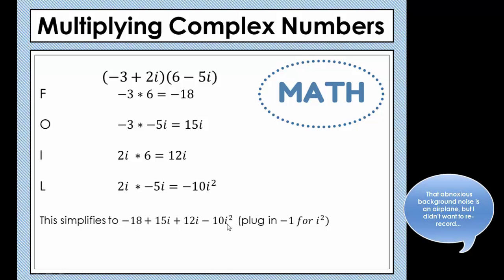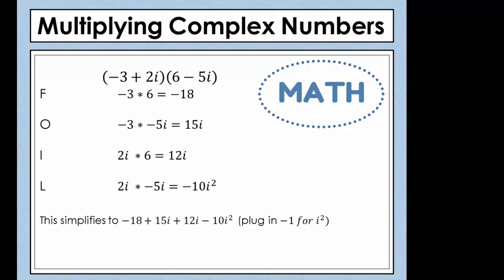The one thing we need to remember is that -1 is equal to i squared. So whenever we get i squareds in our problem, we're going to take the equation and plug in -1 for i squared. We also know that 15 and 12 are like terms, so when we add 15 and 12, we get 27, so that's where the 27 comes from. And then we go through and we finish simplifying. So -18 stays the same, 27i stays the same, but -10 times -1 becomes +10.